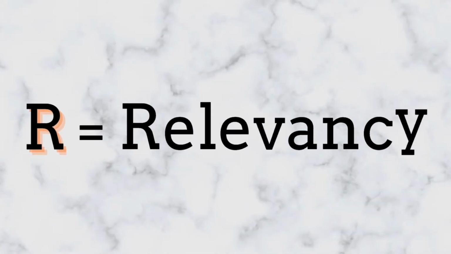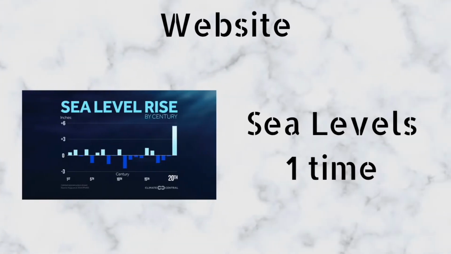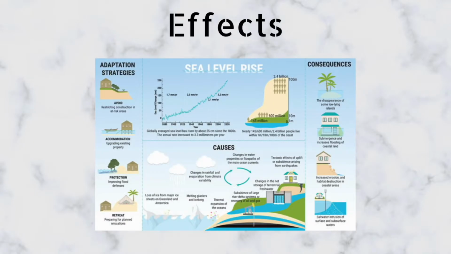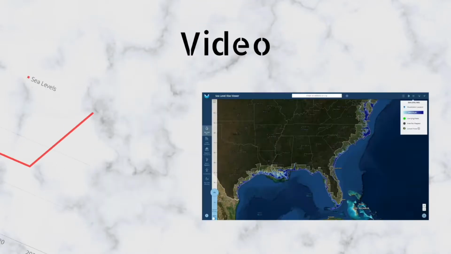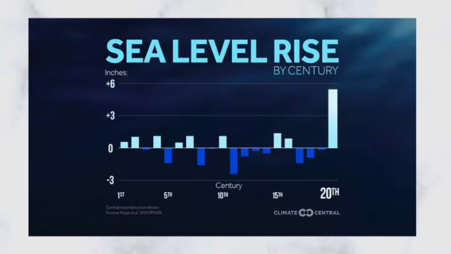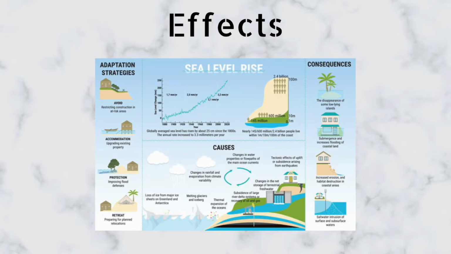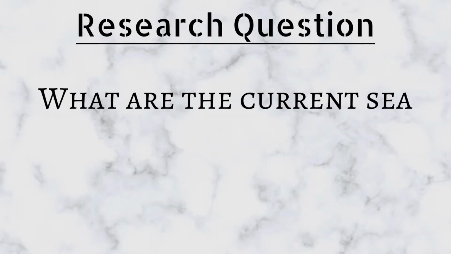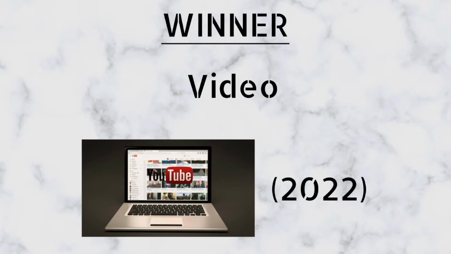R stands for relevancy. We want to find a source that mentions this topic throughout. In the sources that we found, the website mentions sea levels one time, while the rest of the article focuses on the effects of the rising sea level. On the other hand, the video includes charts and images of the way that the sea levels have changed from the year 2010 to 2022. Even though the website includes useful information about the effects of sea level, it does not only focus on the sea levels. Again, our research topic is what are the current sea levels. Therefore, the most trusted and reliable source would be the video because it focuses exclusively on our topic.